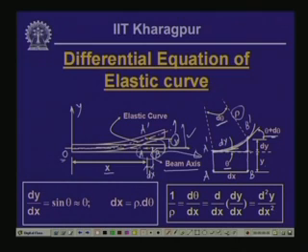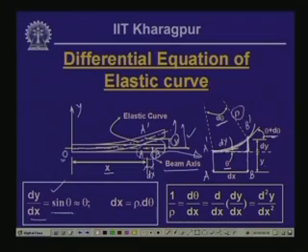So, from this triangular configuration, we can say that dy by dx is sin theta, and this is what is written here. Theta being small, because we assume that the beam undergoes a very small deformation and thereby the slope is very small, sin theta can be represented in terms of theta. So, dy by dx equals sin theta equals theta. Also, this arc length dx can be written as rho times d theta.